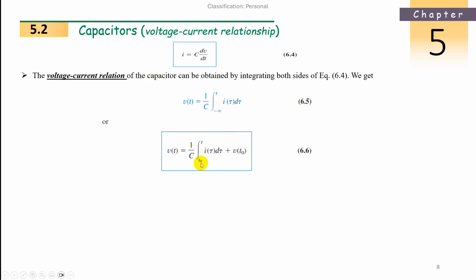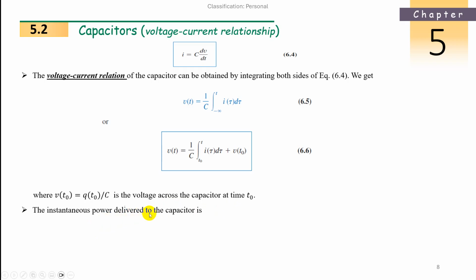Now what is V of t0? Initially, is there any charge inside the capacitor or not? That we have to see. V of t0 is nothing but Q of t0 divided by C, because Q = CV, so V of t is 1/C times Q of t. So Q of t0 is your initial value, the initial charge inside the capacitor divided by the capacitance. That is the initial value of the voltage, and that voltage will come here.